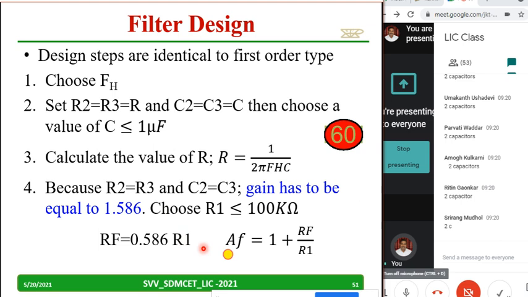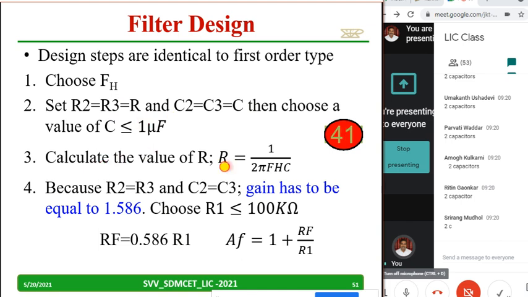And total gain is given by, as I just told, 1 plus RF by R1. So copy down this. Steps are the same. Choose FH. Then set R2, R3 equal to R, C2, C3 equal to C. Choose C less than or equal to 1 microfarad.